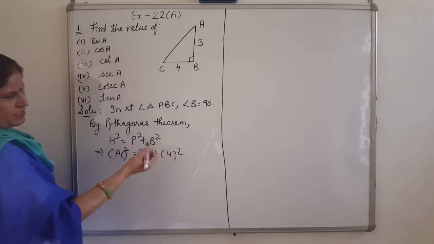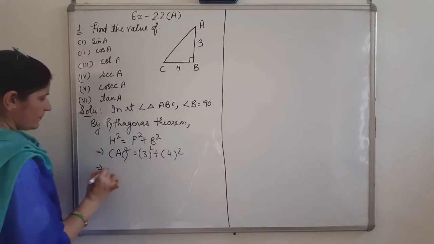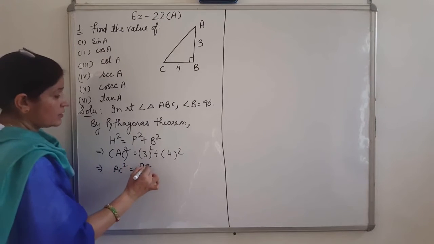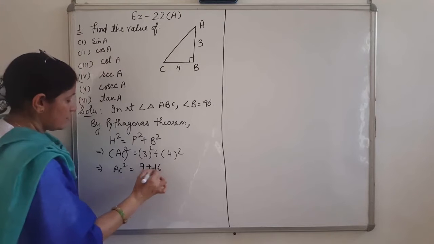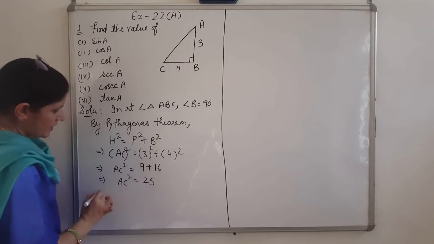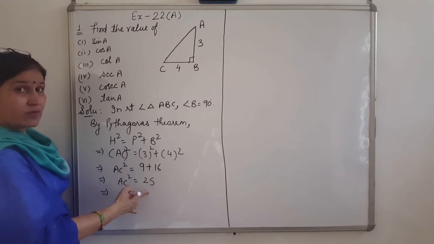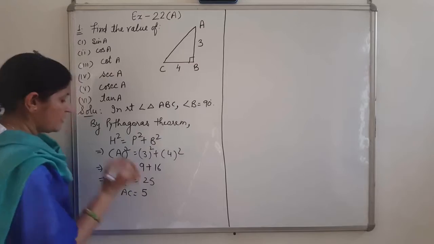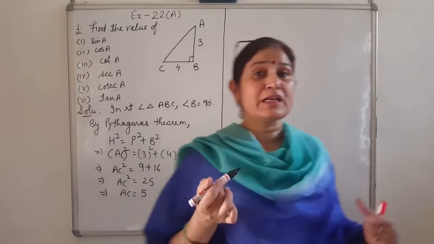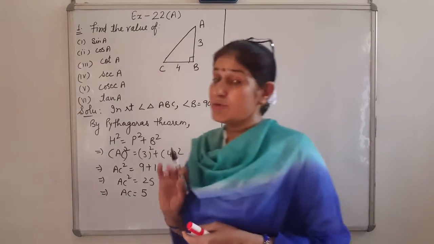Don't go with this. This will change according to the angle. So AC square is equal to, what is the square of 3? 9. Square of 4? 16. So AC square is 25. And what will be AC? Square root of 25. What? 5. Yes. When we take the value of a trigonometrical ratio, at that time we will not write centimeter or any unit. No unit will come. Just remember this thing.